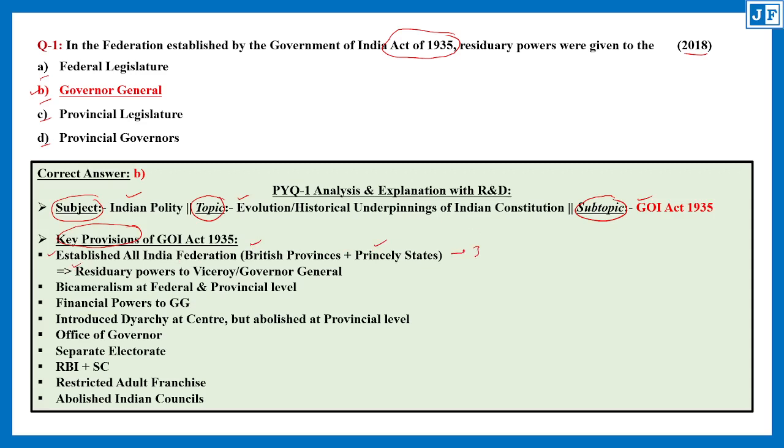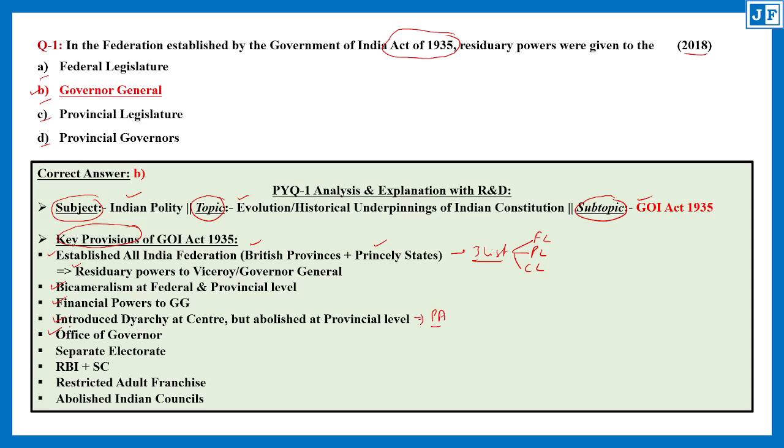It was based on a three-list system. One was the federal list, another was the provincial list, and the third was the concurrent list. It established bicameralism at federal and provincial level, which had two houses. Financial powers were given to the Governor General. It introduced dyarchy at the center, but it abolished it at the provincial level, which led to provincial autonomy.